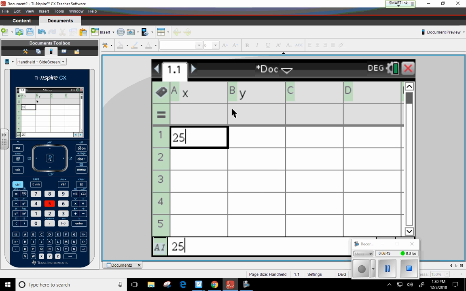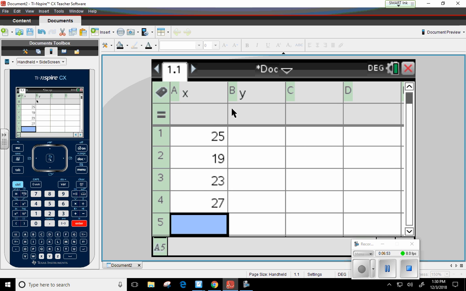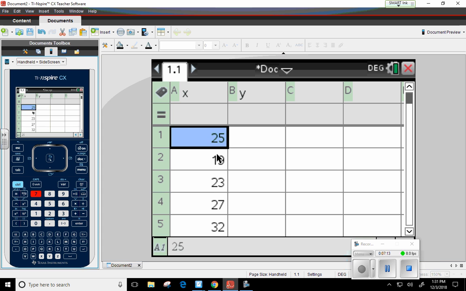So 25, 19, 23, 27, 32, 35, okay. Let's see, 29, 27, 21, 18, 16, 17, 28, and 34. Okay. And what's the shortcut to get back up to the top quickly? Yeah, Control 7. Okay, jumps you right back up.